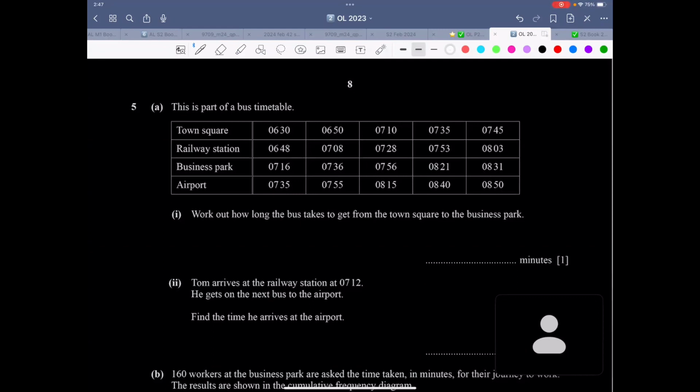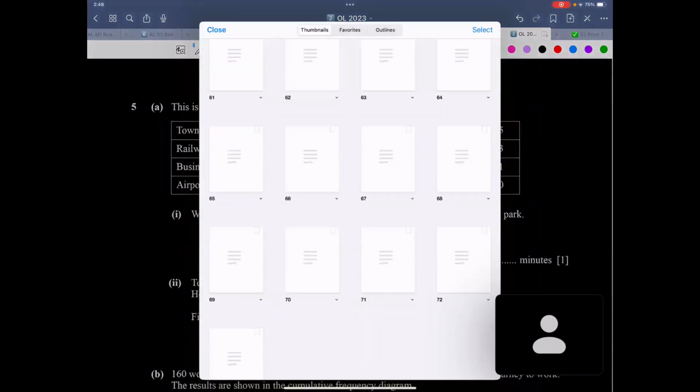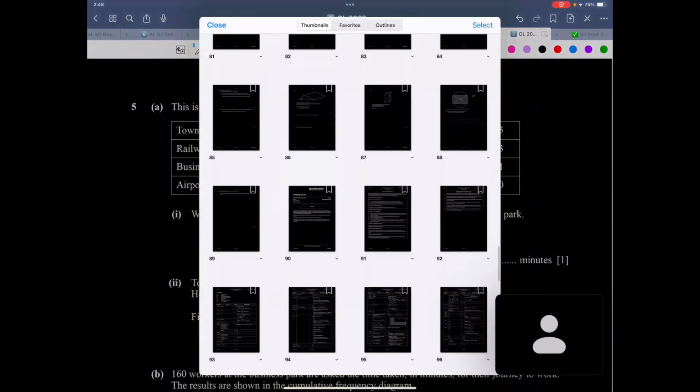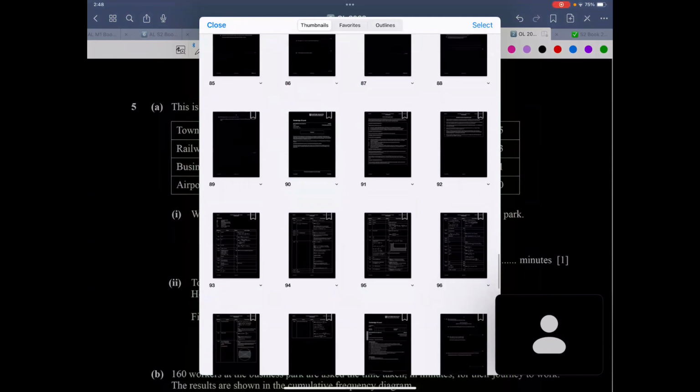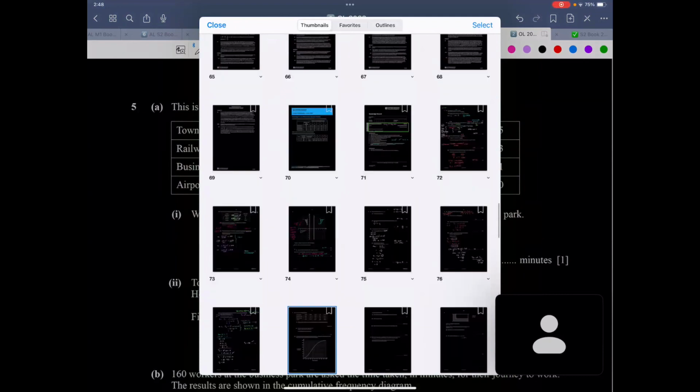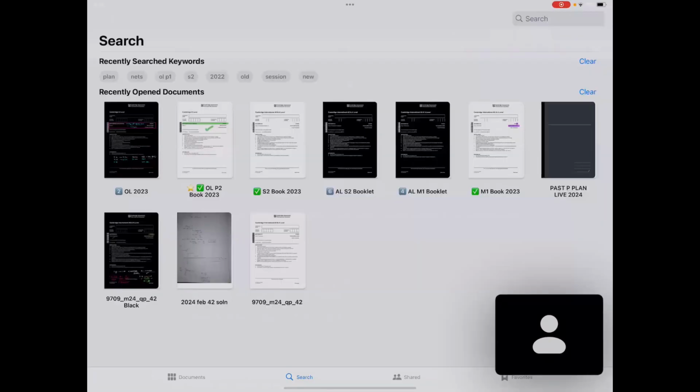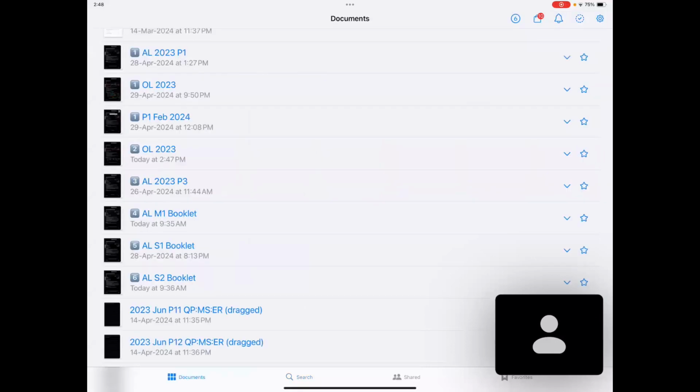So let me first get hold of it. And it should be either in this one or it must be over here. Let me just double check. So if I just keep on going, the examiner report for this one is not here. Let me go to this.